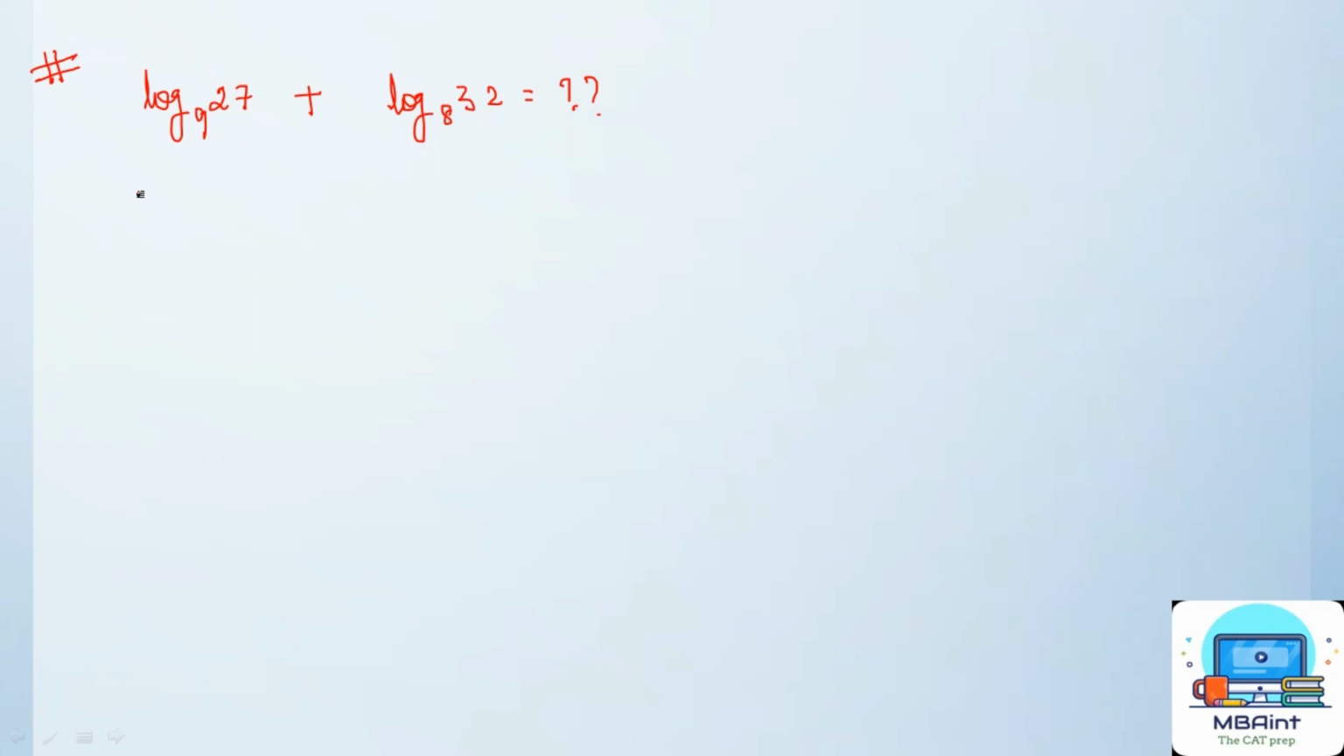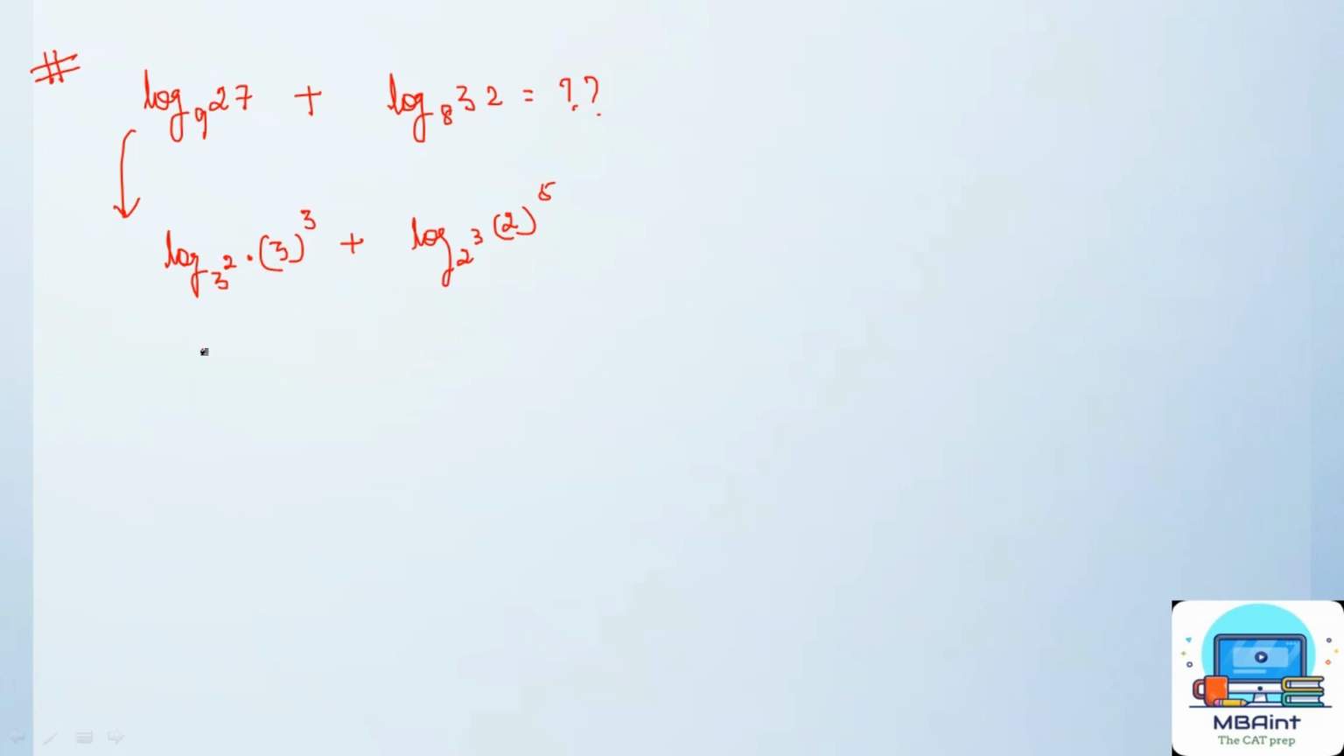Now, I hope you guys have already done your homework. So let's see how to solve this question. It says that 9, right? So in the base it's 9, so I can always write it as 3 square, right? And the value here is 27, so I can always write it as 3 cube, basically, right? Plus again, the base is 8 here, I can always write this as 2 cube, and this is 32, so 32 can always be written as 2 to the power 5, right?